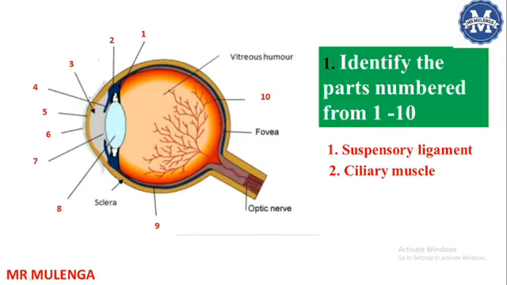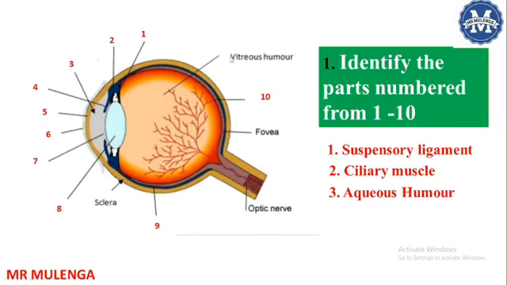What is the name of this part labeled 3? That is the aqueous humor. What is the function of the aqueous humor? As you can see, we have this aqueous humor labeled 3, and we have the vitreous humor. The aqueous humor is the transparent and watery fluid that fills the space between the cornea and the iris. Apart from that, the aqueous humor also supports the cornea in the front of the eye.